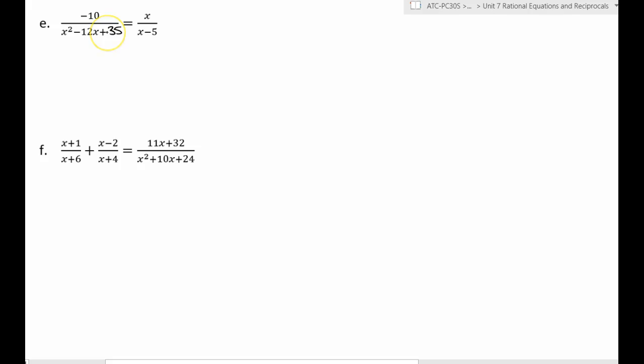All right, so again, step 1, just factor those denominators. Right-hand side is nicely already as simple as we can go, but the left-hand side maybe can be dealt with a little bit. Factors of 35 include 7 and 5, which when we add together get us 12. So I'm thinking that's where we're going with that. So negative 10 over x minus 5, x minus 7 equals x over x minus 5.